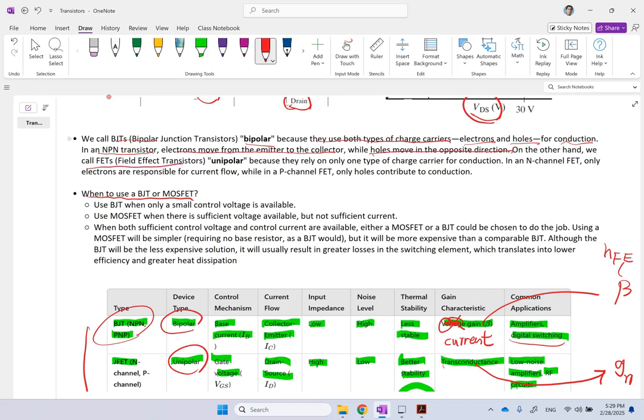Now, FETs, which we call unipolar, only use one type of charge carrier. For instance, in N-channel FETs, only the electrons are responsible for current flow. In P-channel, only the holes. So bipolar or unipolar basically describes how many types of charge carriers are doing the work in the transistor. If both electrons and holes are there and moving, then we call it bipolar. If only one of them does, we call it unipolar.